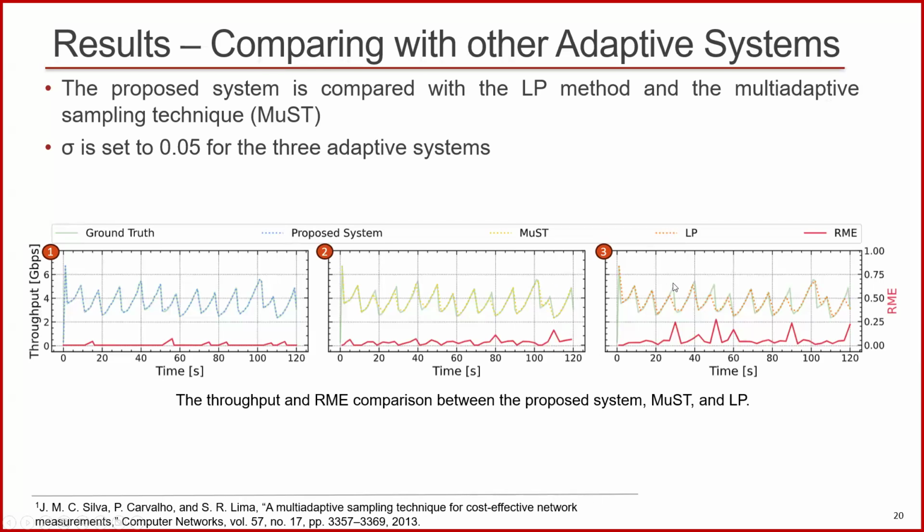Now, if we go to LP, it had the worst performance. The RME increases to reach 0.25 for some chunks of the pattern. It increases because LP will reduce the reporting rate, and after that we'll have a change in the pattern. So it will not be able to directly capture the new pattern, and this results in high RME.